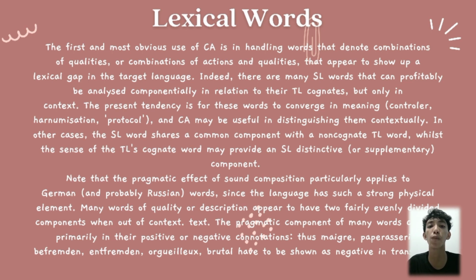The first and most obvious use of CA is in handling words that denote combinations of qualities or combinations of action and qualities that appear to show up a lexical gap in the target language. Indeed, there are many SL words that can profitably be analyzed completely in relation to their TL cognates, but only in context. The present tendency is for these words to converge in meaning. Controller, harmonization, protocol, and CA may be useful in discussing them contextually.